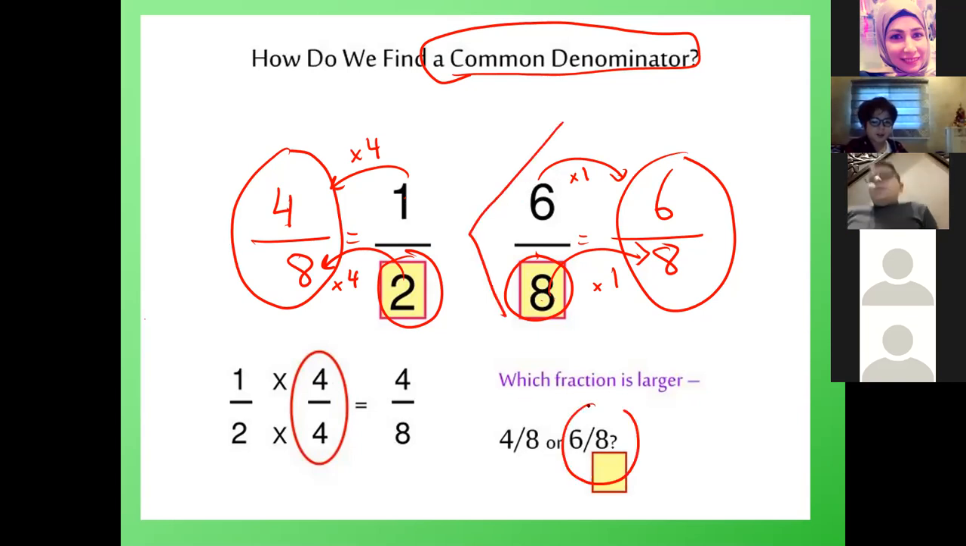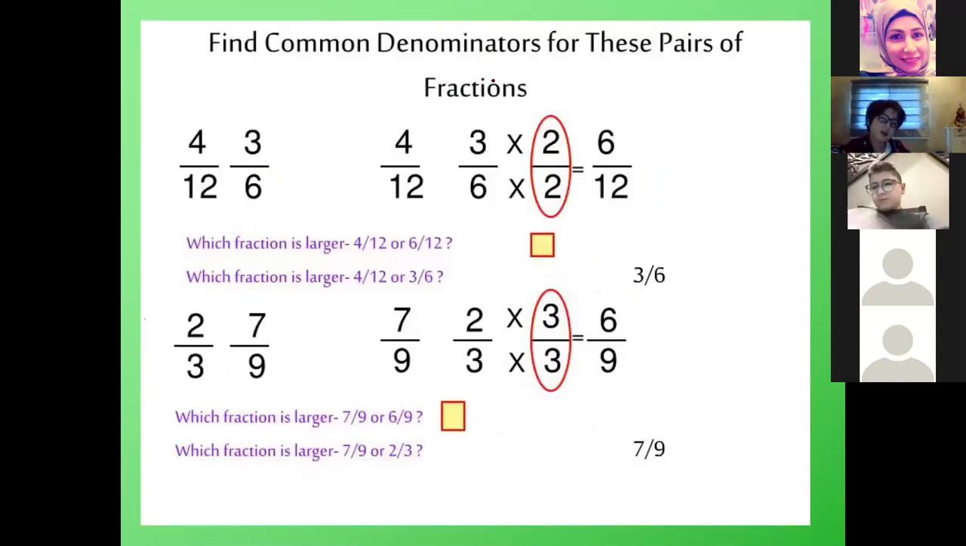6/8 is the biggest fraction. Okay, done. Now let's find a common denominator for these pairs of fractions.